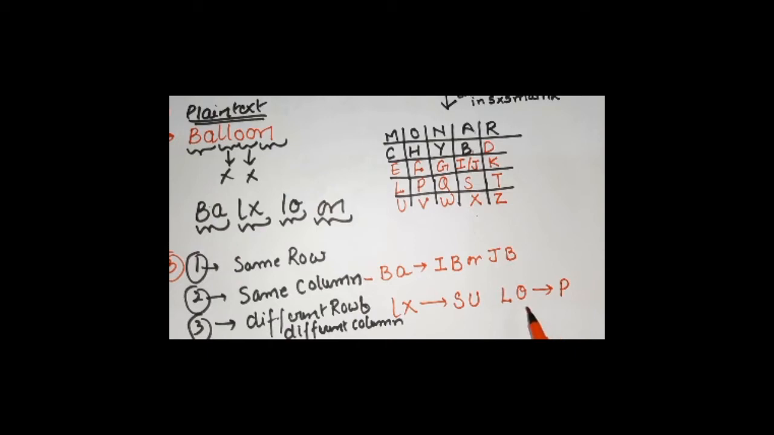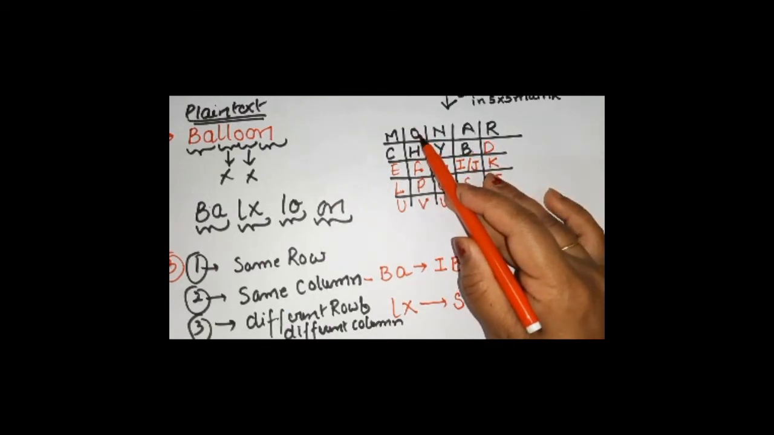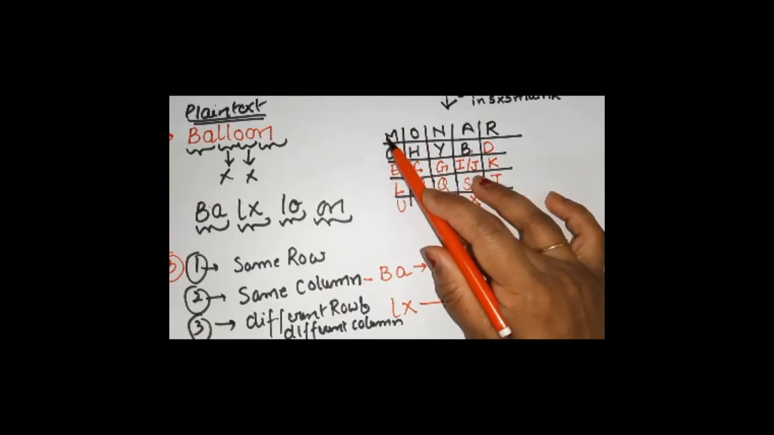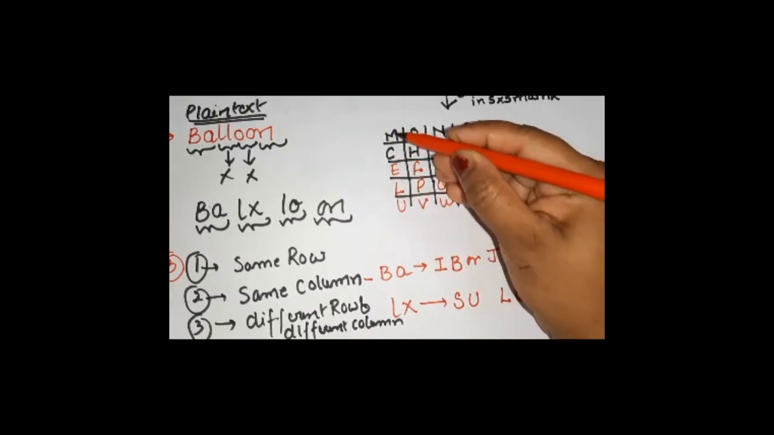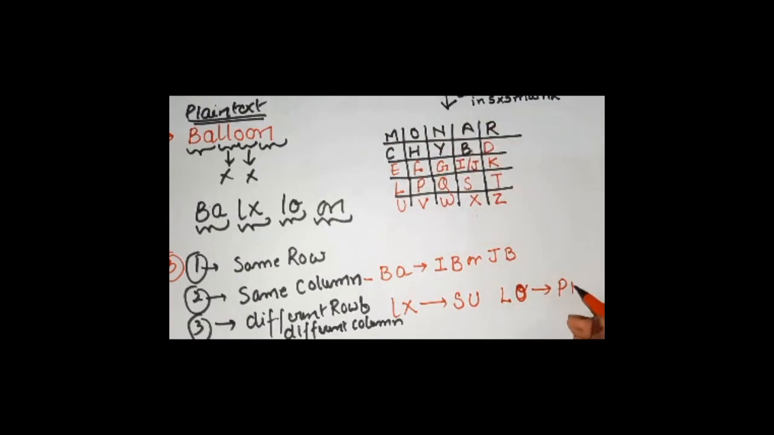Talking about O. This is O. I'm sorry. So O is here. It will be replaced by the letter in its own row and the column of the other plain text, which is L. So it will be replaced by M. Any issues still here? I hope you do not have any issues.